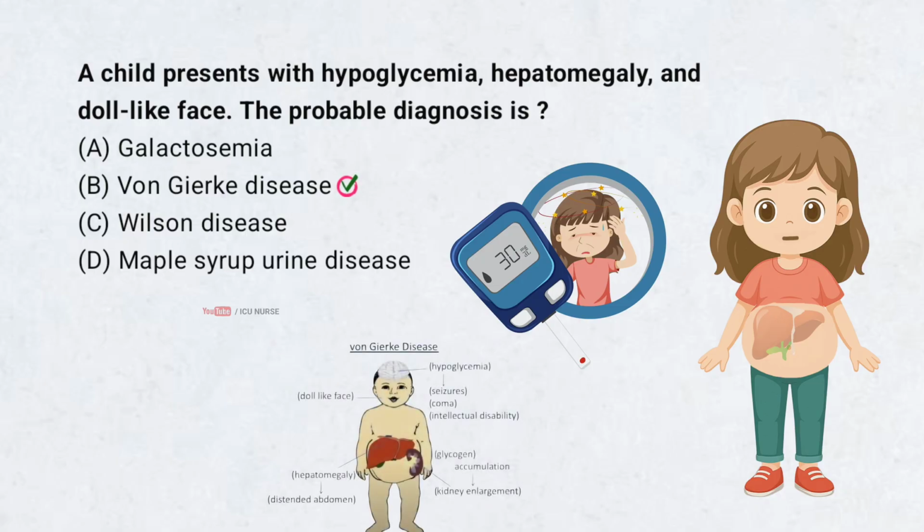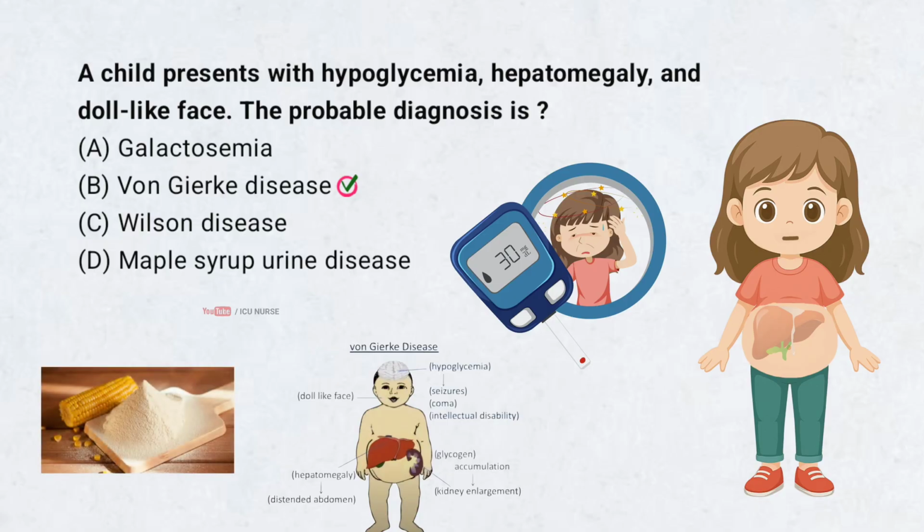Von Gierke disease is a glycogen storage disorder causing severe fasting hypoglycemia. Other features include a protuberant abdomen, hepatomegaly, and round face. Management includes frequent feeding and cornstarch therapy.